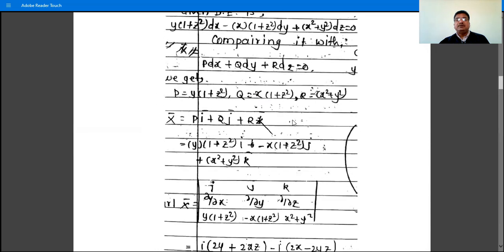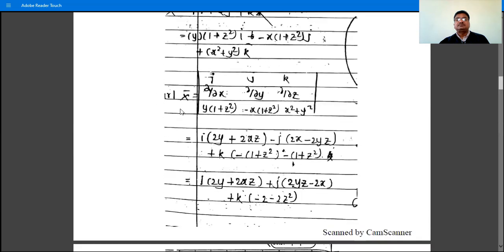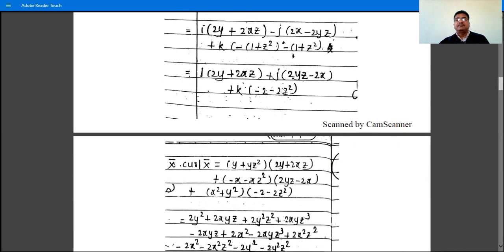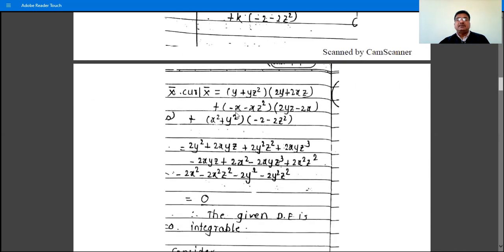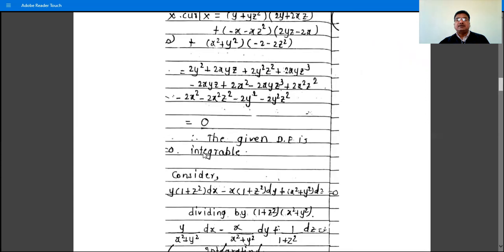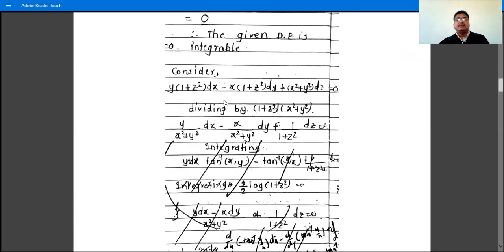Compare with this, we have P, Q, R, then X bar. Then write curl X bar. This is curl X bar. Then X bar dot curl X bar, this dot product, is 0, and therefore the given equation is integrable. And so how can we find the solution?